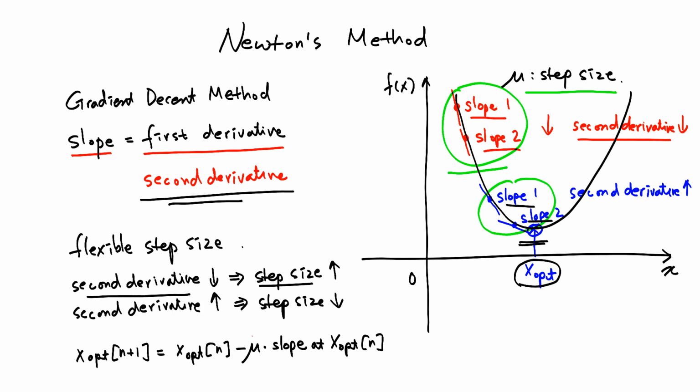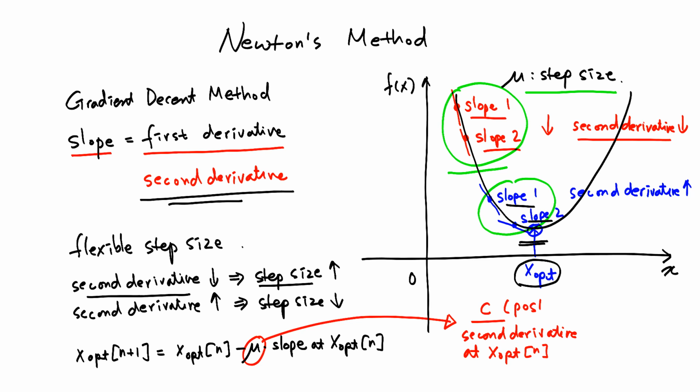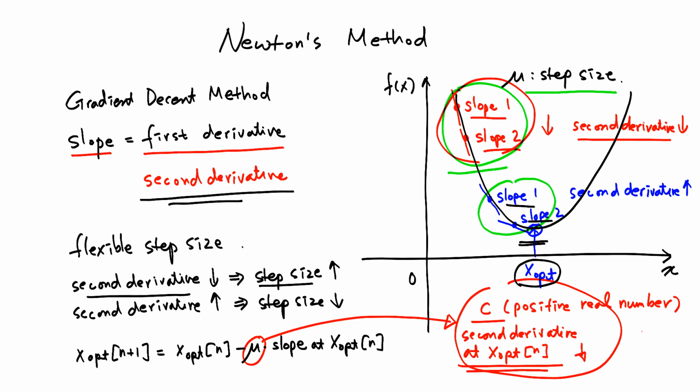Now, instead of having a mu, we can have some constant, let's say c, over second derivative at x-opt of n. So c is just a positive real number or positive constant. And in the denominator, we have the second derivative. So what does this mean? This means that if this derivative value is small, which means that the slope is not changing fast, then because this value is in the denominator, our step size will be large.